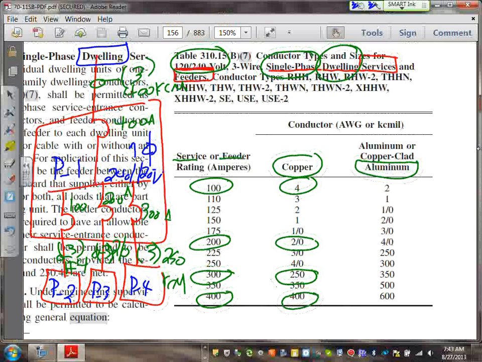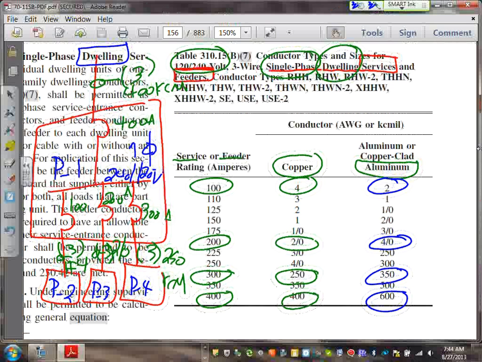Comments, questions. Now here's my question for Karen and everybody else. Can I use this table for branch circuits? It says service and feeder. Do you see branch circuits? To understand the code, guys, you have to understand there are three circuits dear to your hearts and dear to mine. The three circuits, you've got to understand them: branch circuit, feeder, and service.